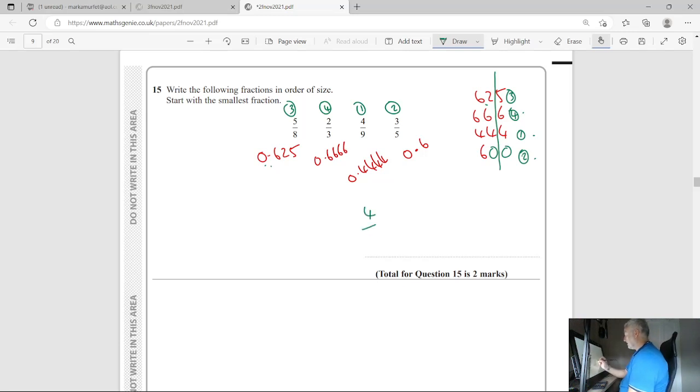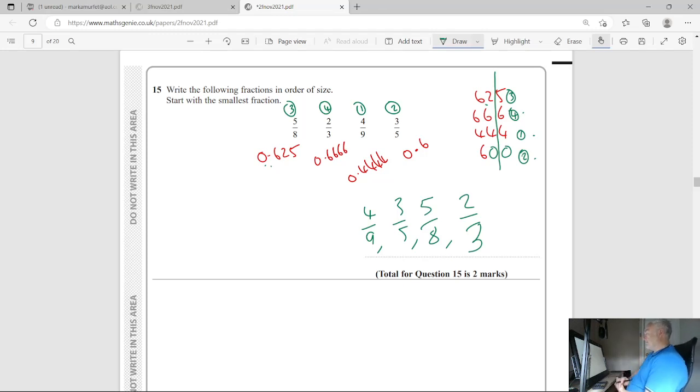So 4/9, 3/5, 5/8, sorry, and then 2/3. And that's the order that we need to do them in. Remember, we are writing them smallest fraction first, and we're writing them in the original format that we had in the question.